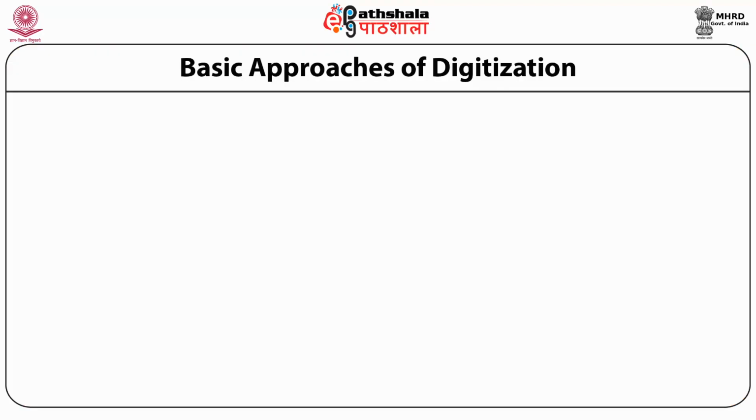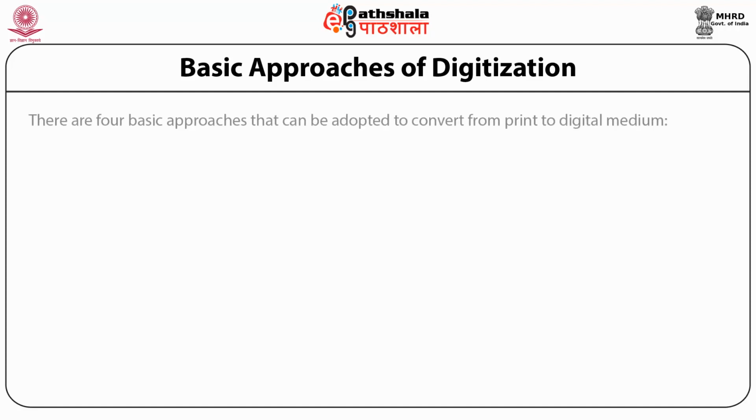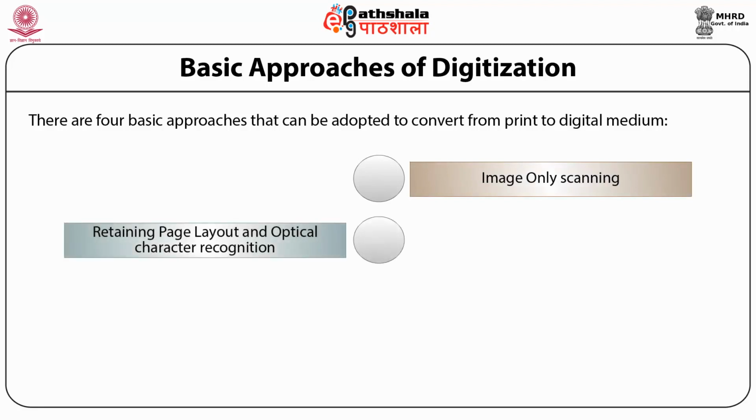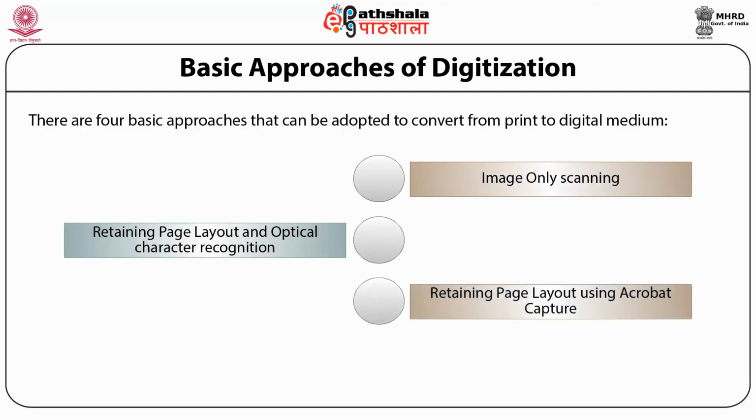There are some basic approaches of digitization. Basically, there are four approaches that can be adopted to convert from print to digital medium. First one is image only scanning. Second one is retaining page layout and optical character recognition. Third one is retaining page layout using Acrobat Capture, and finally rekeying the data.